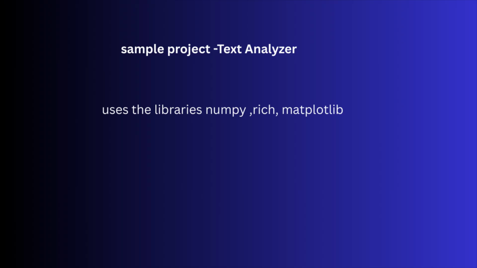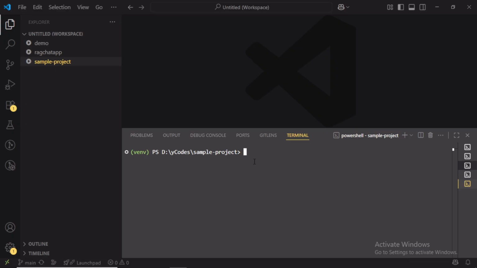Let's make a very simple Python project. This sample project is a text analyzer. First we can set up using pip. This project uses the libraries numpy, rich, matplotlib. First we need to create the project directory. Then set up the virtual environment. Then enable the virtual environment.